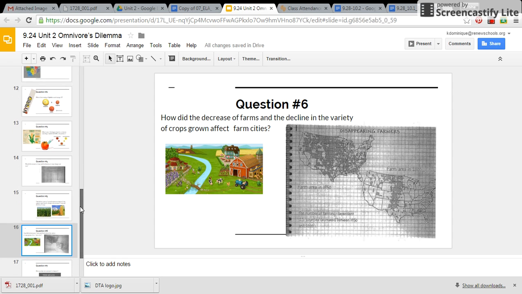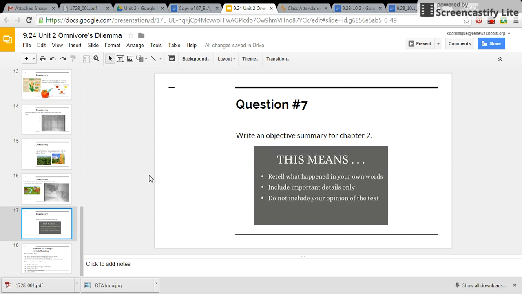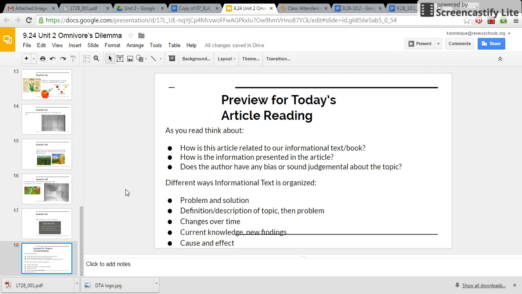Now, before you complete number 7, write an objective summary for chapter 2. This means that you retell what happened in your own words, include important details only, and do not include your own opinion of the text. And please quickly review this slide for today's reading of the article that you have to read that is related to our book.